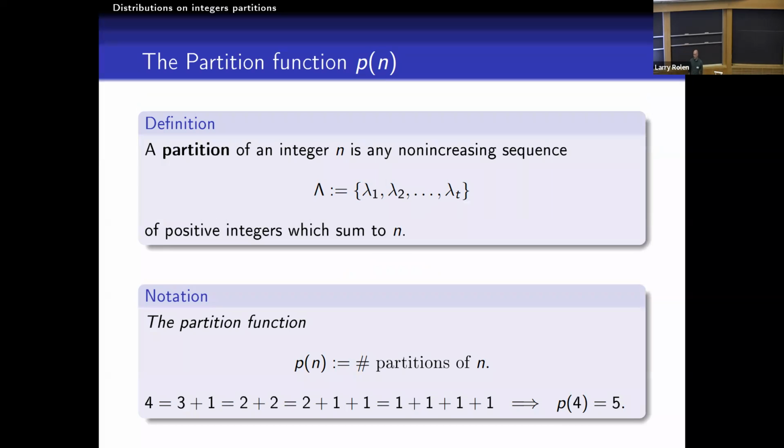So it's fairly standard. A partition of an integer n is a non-increasing sequence of positive integers which sum to n. And this is the fairly standard example for talks, P of 4. The number of partitions of 4 is equal to 5, because we can write 4 as 4, or 3 plus 1, or 2 plus 2, or 2 plus 1 plus 1, or 1 plus 1 plus 1 plus 1. And we'll come back to that example in a moment.